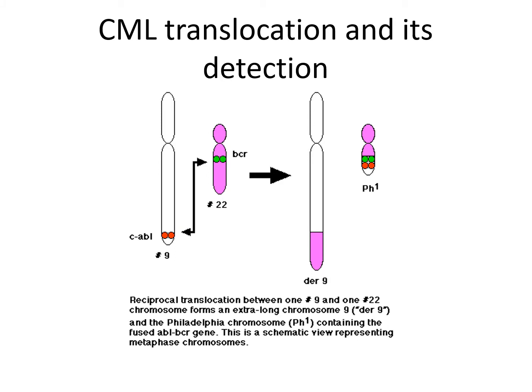So here's the CML translocation, a picture of it, and it can be detected, as we'll see in a little while. Now, what's happened is chromosome 9 and chromosome 22 have exchanged parts. So part of chromosome 22 is now found at the end of chromosome 9, and a little teeny bit of chromosome 9 is now attached to chromosome 22. So those two chromosomes have exchanged parts.